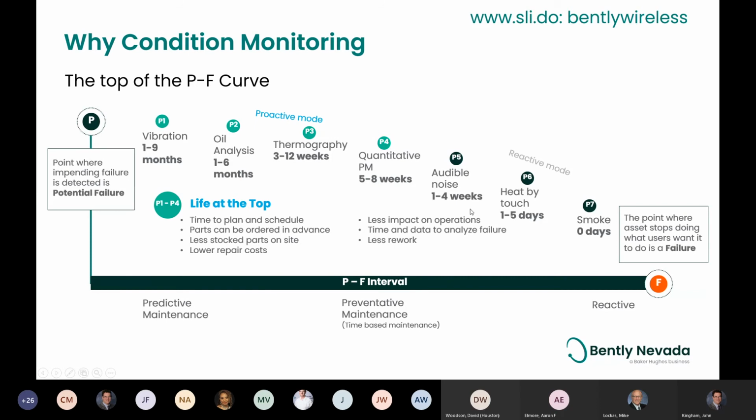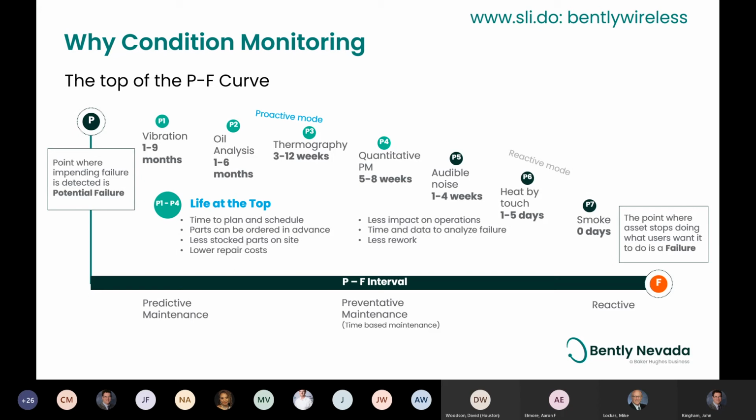So we say that if you're listening for audible noise, feeling your bearings for heat, and looking for smoke, you're down here on the reactive side of the curve. Whereas we want you to do condition monitoring and be up here on the proactive side of the curve, the top of the curve. Life at the top gives you time to plan and schedule your work. Parts can be ordered in advance, so you don't have to keep as many on site, so less inventory costs. You have lower repair costs because you can schedule it. It doesn't have to be done on overtime.